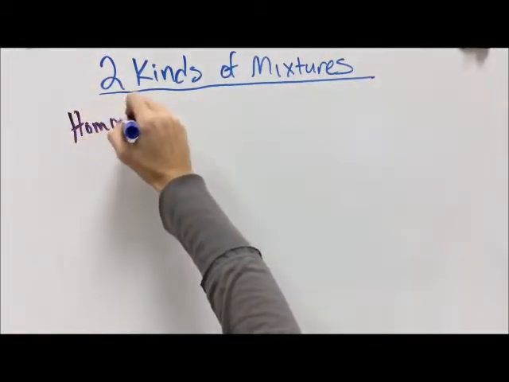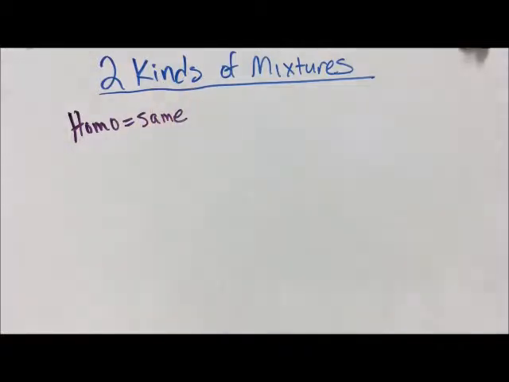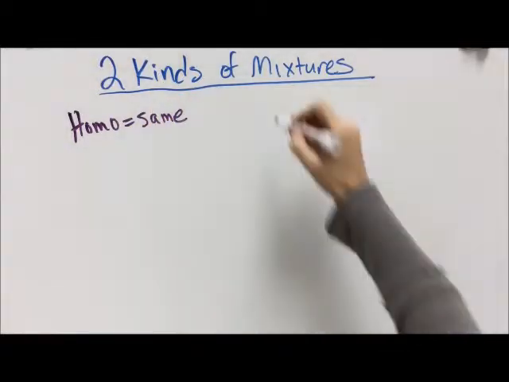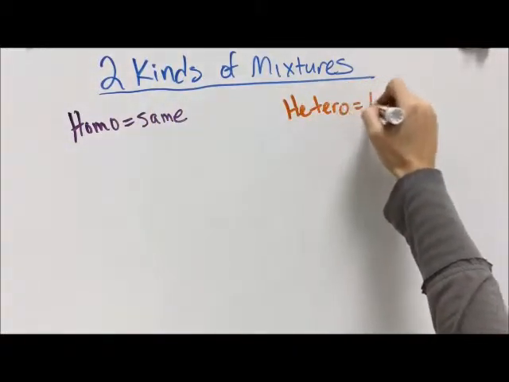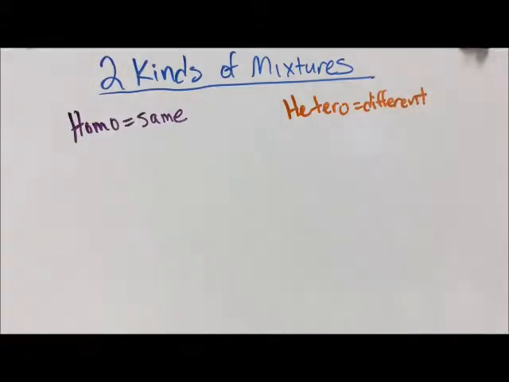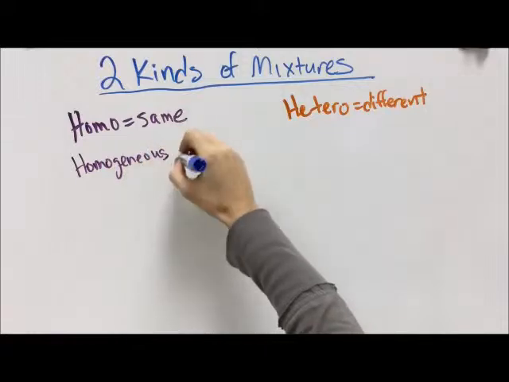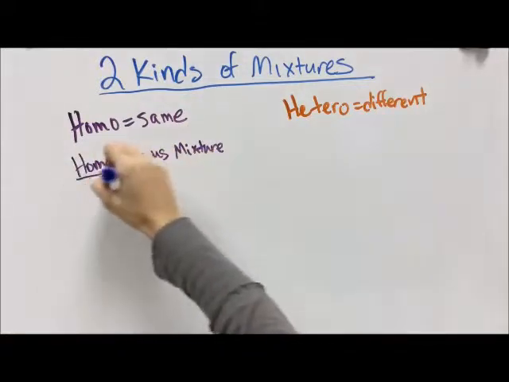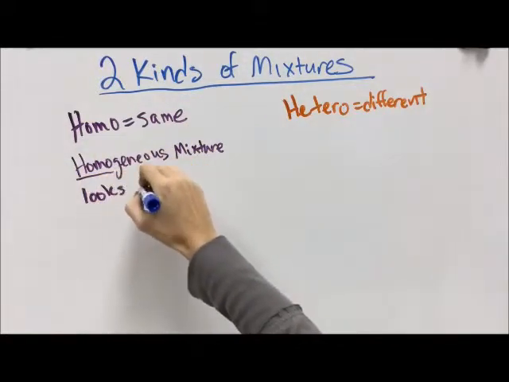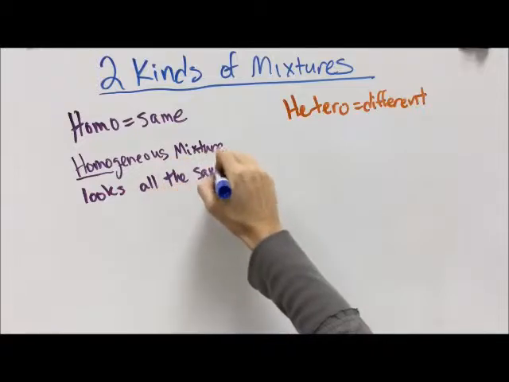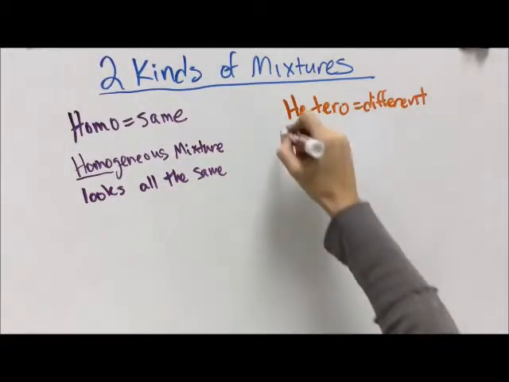So, two kinds of mixture. We have two prefixes we need to know. The first one, homo. Homo means same. And the second one is hetero. Hetero means different. Often these are used in terms of people's sexuality. Homosexual people are attracted to people of the same sex. Boys to boys, girls to girls. Heterosexual people are attracted to the different sex. Has nothing to do with what we're doing right now, but it helps you to remember.